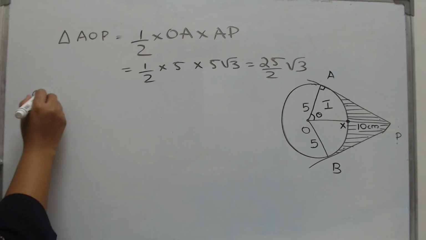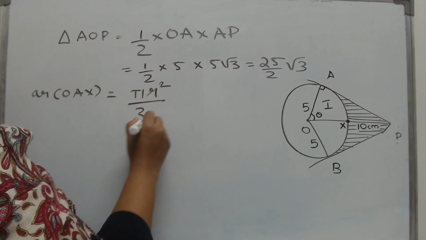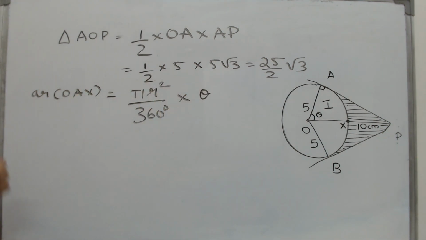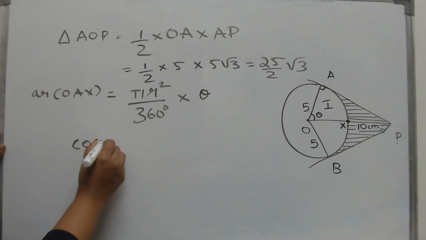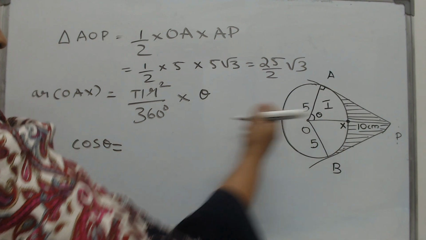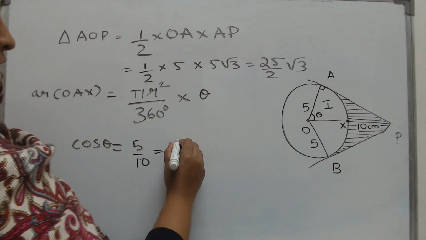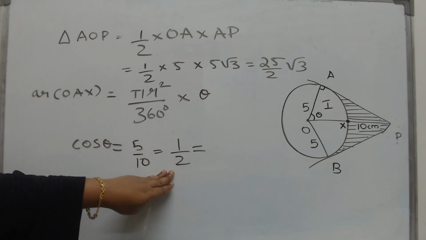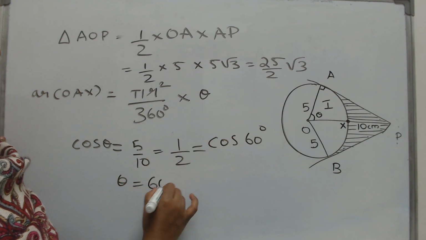Now, what about the area of OAX? What all information do we need for that? We need to know the angle that it makes, and we need to know the radius. We already know the radius, it is 5. See here, this is 5 and this is 5. What about theta? How do you find theta? Cos theta. Now you know this, right? Cos theta is adjacent side by hypotenuse, which is 5 by 10, which is 1 by 2. Now the cos value of which angle is half? It is cos 60, remember? So which means your theta is actually 60 degrees.